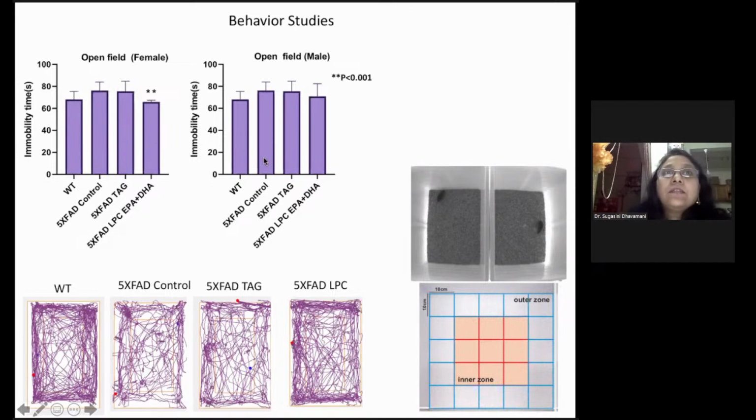Here we measured the total distance traveled and the time spent immobile. The results showed there was no significant change from the control mice in any of the treatment groups. But we observed that the LPC mice spent less total time immobile than other groups. This data suggests that the overall levels of anxiety-like behavior are higher in 5XFAD DAG and 5XFAD control mice, and I hope this is marginally modulated by the LPC omega-3 treatment.